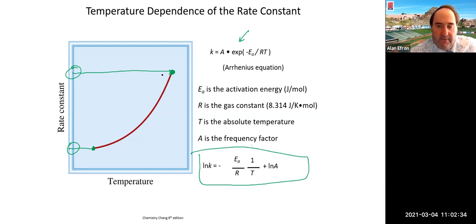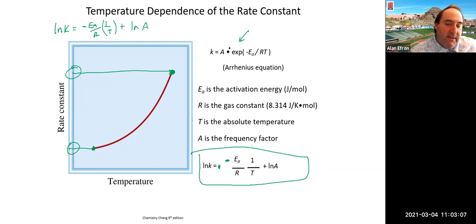So taking this equation here and taking the natural log through this equation will get us this guy right here, which is the natural log of k is equal to minus Ea over R times 1 over T plus the natural log of A. So this equation here, I'll rewrite it just to make sure. It is minus Ea over R times 1 over T plus the natural log of A.